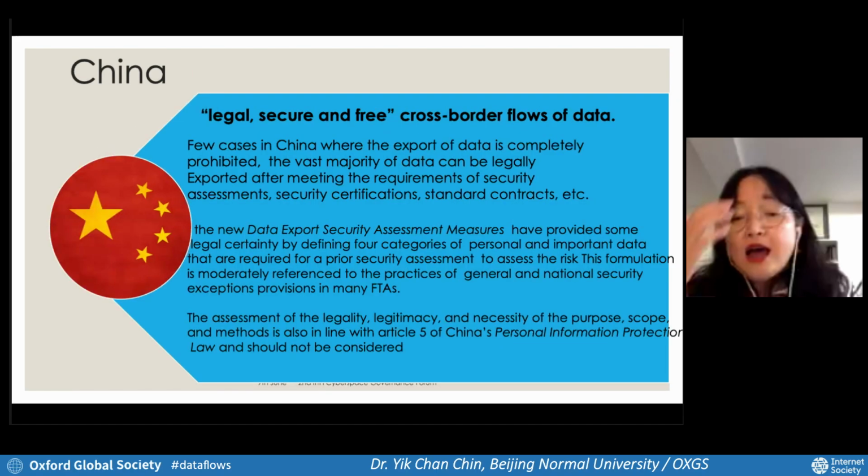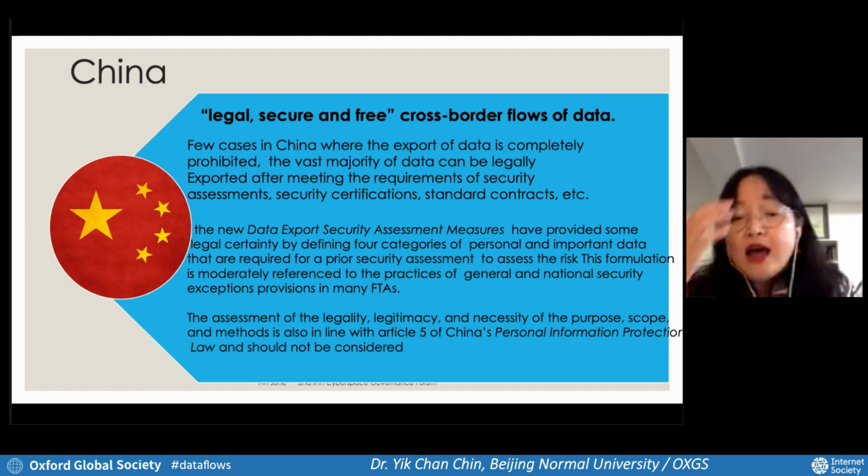So if you look at China's approach, it's actually interesting, because if you look at the details of the regulatory provisions, there are very few cases in China where the export of data is completely prohibited, and the majority of data can be legally exported after meeting requirements such as a security assessment, security certificate, or standard contract. And the latest data security assessment measure provides some legal certainty by defining four categories of personal and important data that are required to undergo the security assessment. If you look at those security requirements, the formulation is quite detailed, and really refers to the provisions of the national security exceptions in many FTAs.